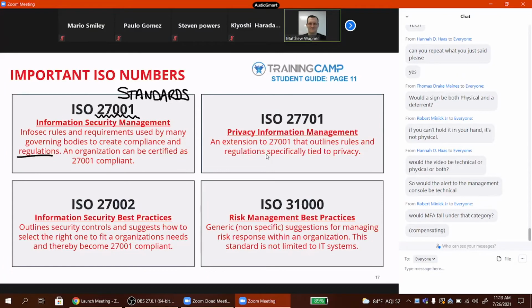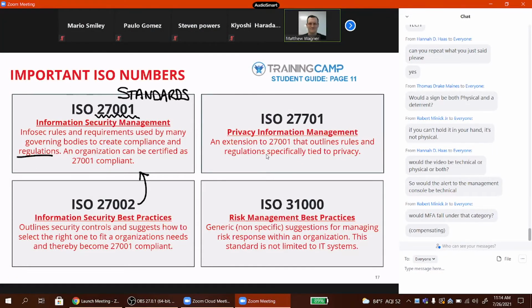27002, however, you cannot be listed as 27002 compliant, nor is it really used to make any laws or anything like that. 27002 is best practices, suggestions on how to select controls so that you can become 27001 compliant. So if you follow the 27002, you read through that, it will tell you how to become 27001.